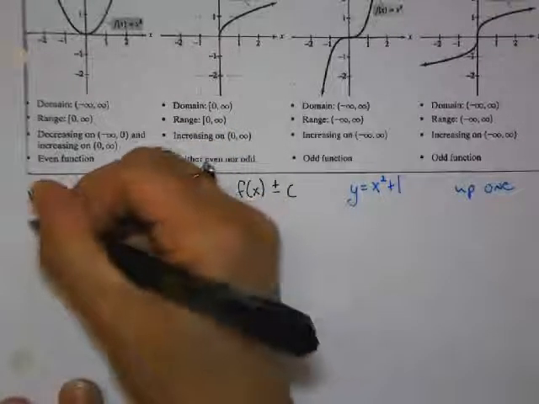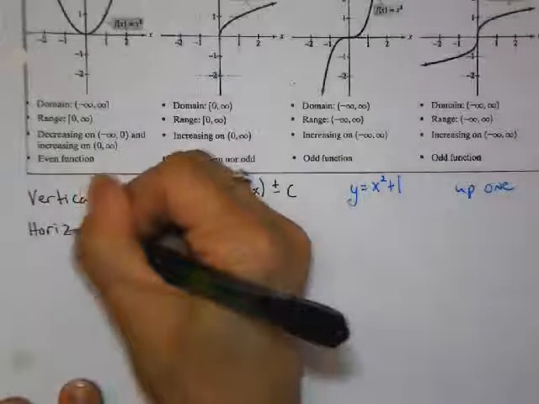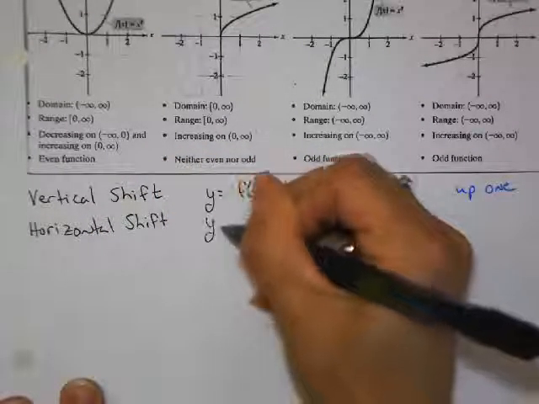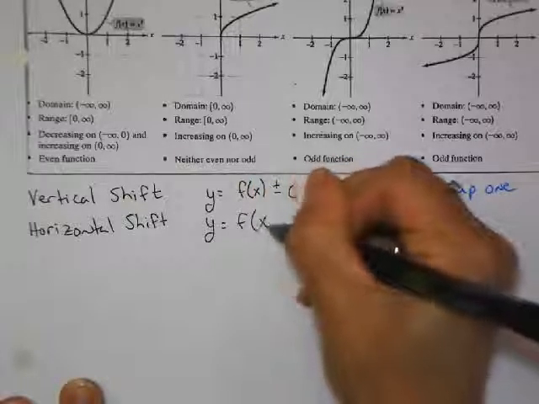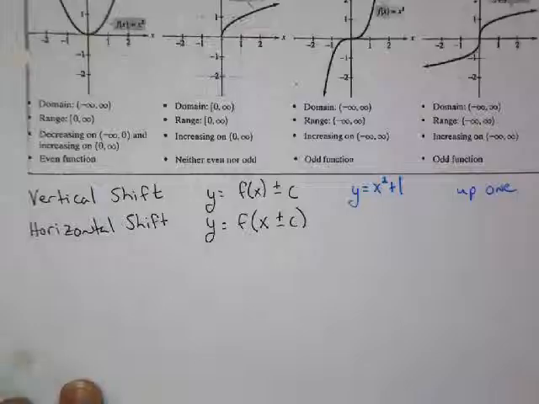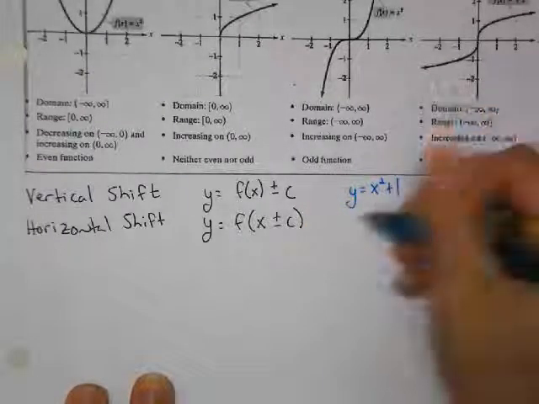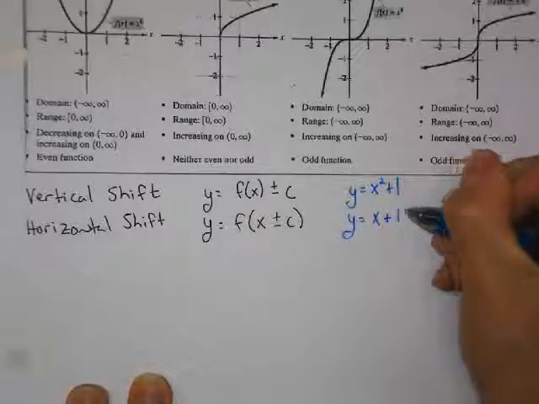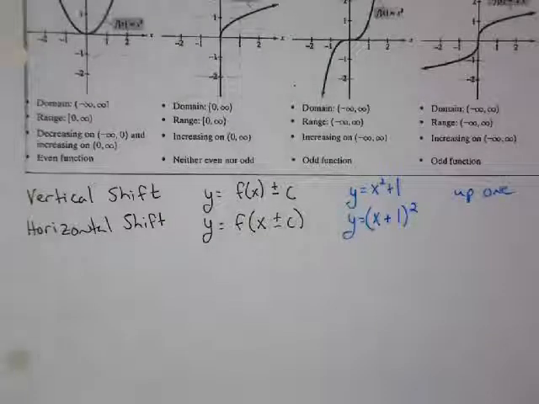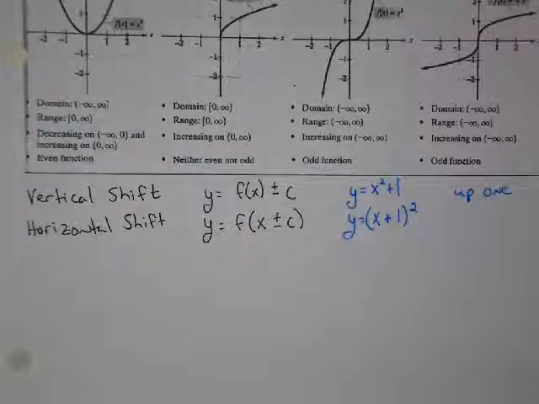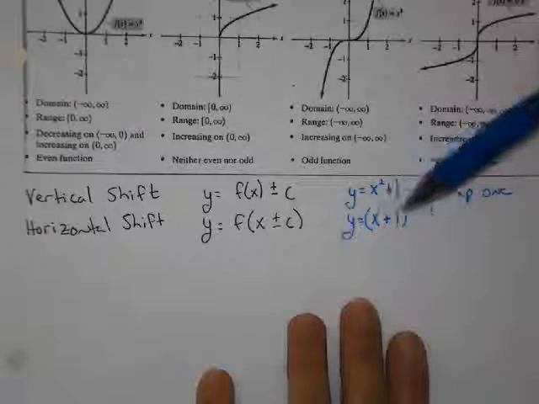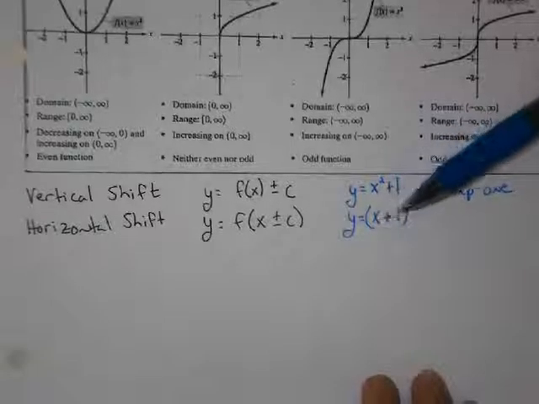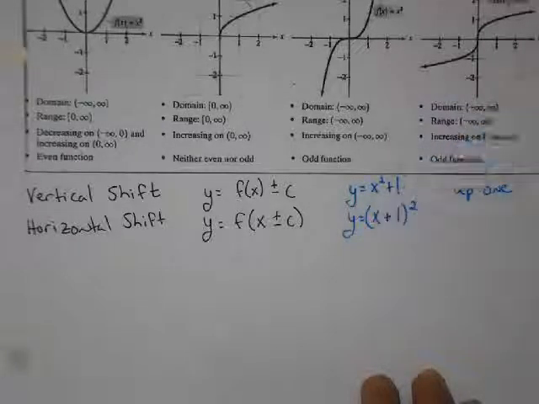Now, let me show you what a horizontal shift looks like, and see if you can come up with an idea. It's y is equal to f of x plus or minus c. In normal looking terms, it would be x plus 1 quantity squared. So what's different? How are you going to be able to tell what's a vertical and what's a horizontal? Here your function is x squared, and the 1 is tagging along. Here you have to add 1 before you square the function.